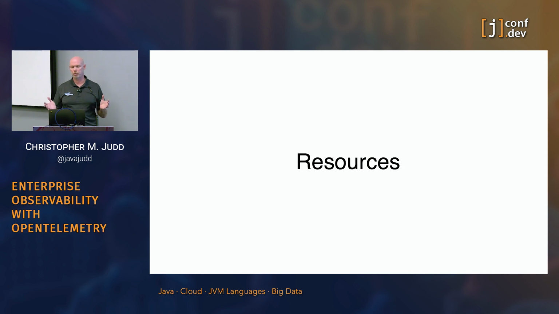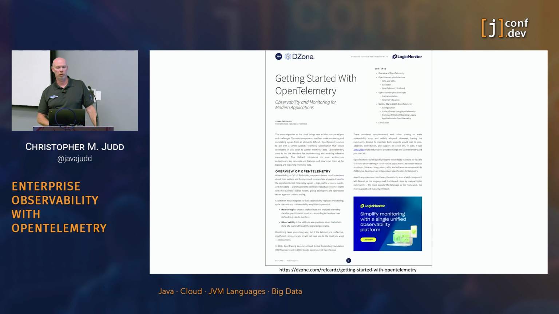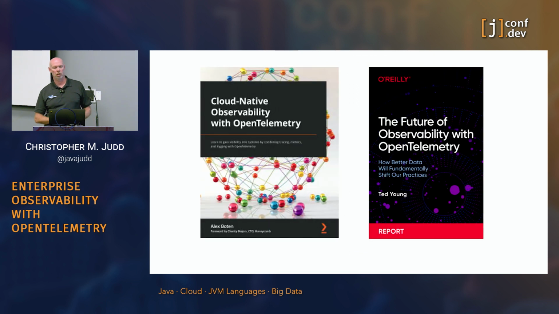When I started doing this presentation, the only real resource I could point you to was the documentation itself, which is decent. But now there is documentation and better support coming out. So there is a DZone Refcard that's really good you might want to check out. Their examples are in Python. That's the only negative thing I can say about it, but it is a good resource. A book has recently come out called Cloud Native Observability with OpenTelemetry. So that's the first book I'm aware of. And then there's also a report called The Future of Observability with OpenTelemetry.